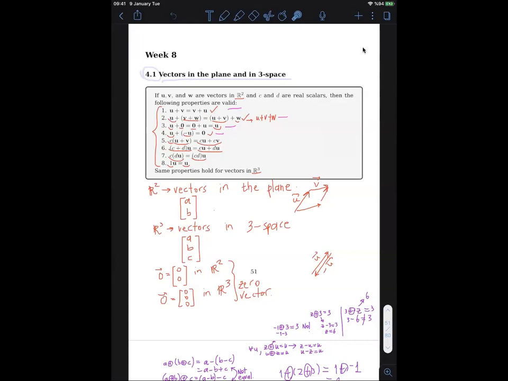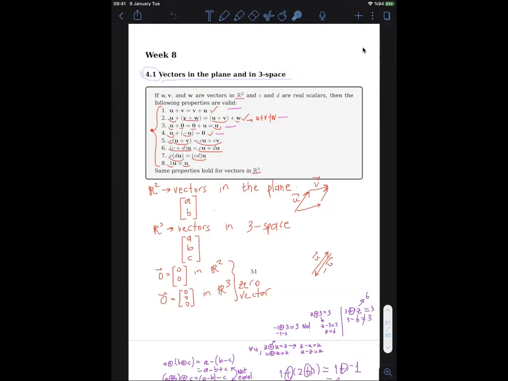So let's review what we did yesterday. Quickly review what we did yesterday. So we started something new, right? We started this vector space. So the idea really comes from the usual vectors in the plane and in three-space. Okay, so yesterday we quickly reviewed some of these properties.